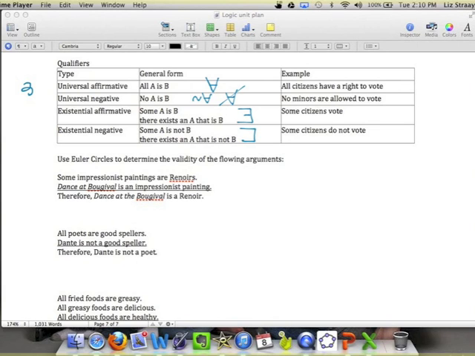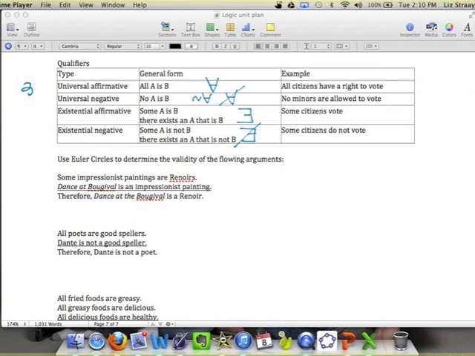We can also have the existential negative, which means that some do not. And essentially those say the same thing, because since they're both some, if some of them do something, then some of them don't do something, right? So those essentially say the same thing.